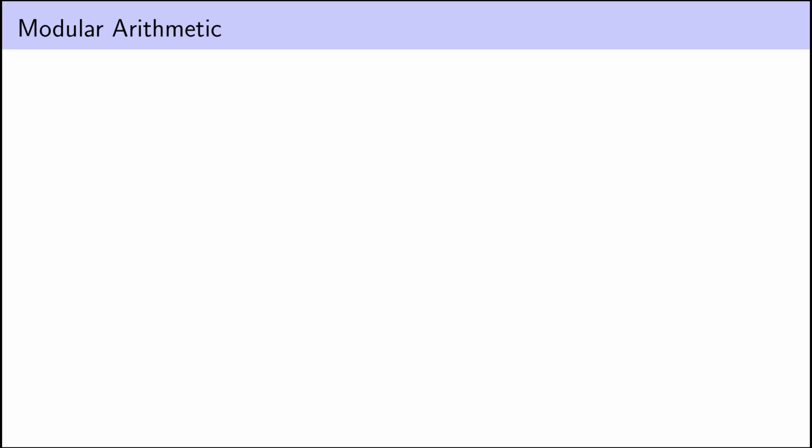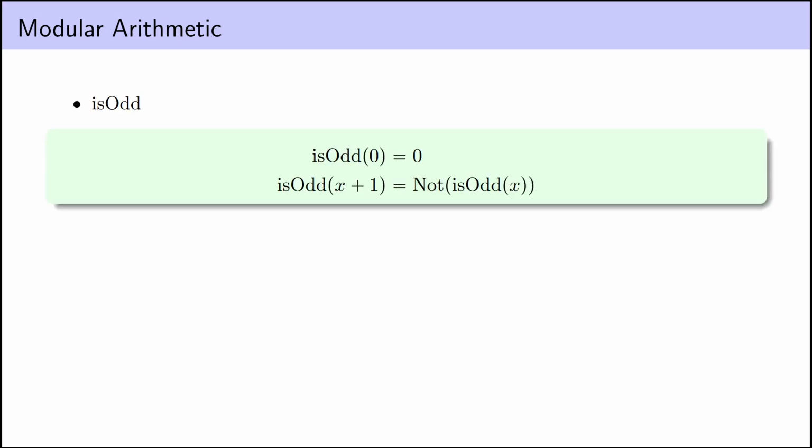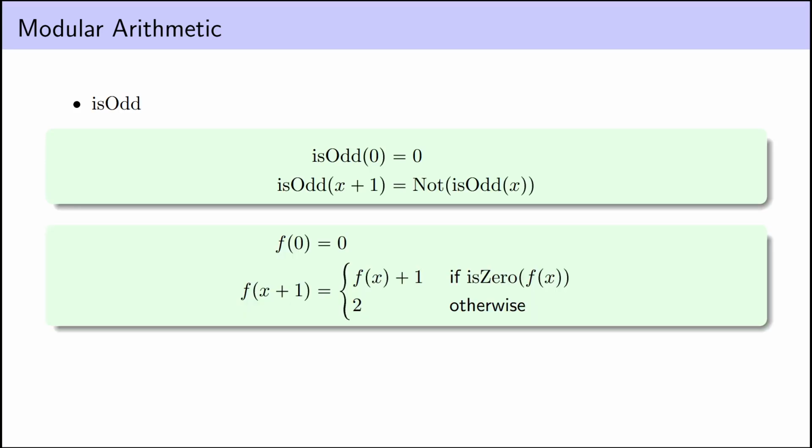Again, this is a proof by induction, and here's the base case. If we look back at our function isOdd, we can define it pure iteratively like this. Next, let's define a temporary function f using this pure iteration. f of 0 equals 0, and f of x plus 1 will be f of x plus 1 if f of x is 0 and 2 otherwise.